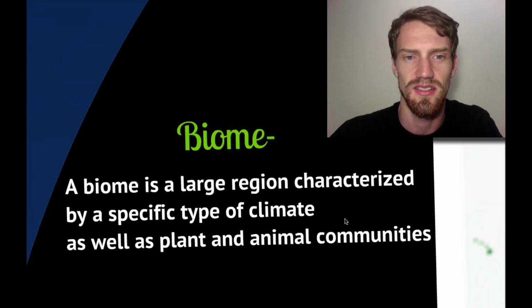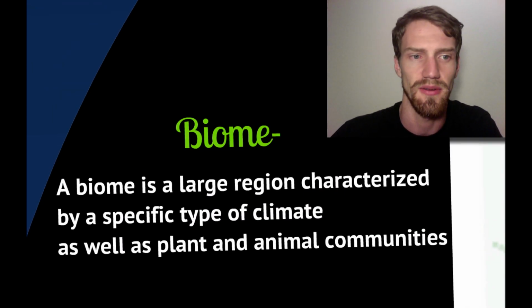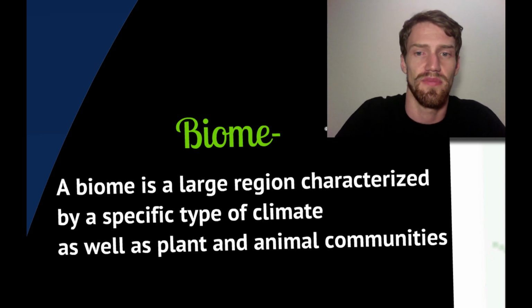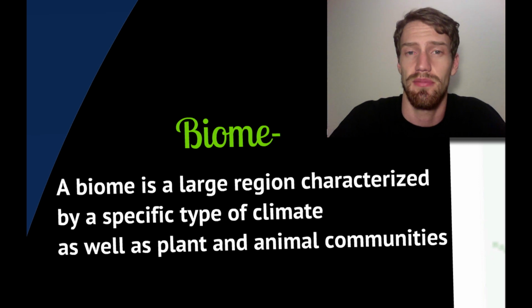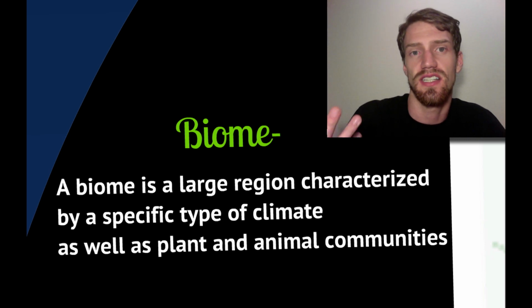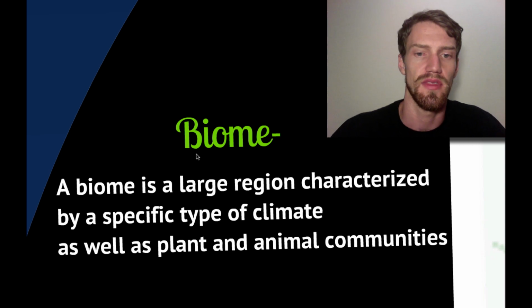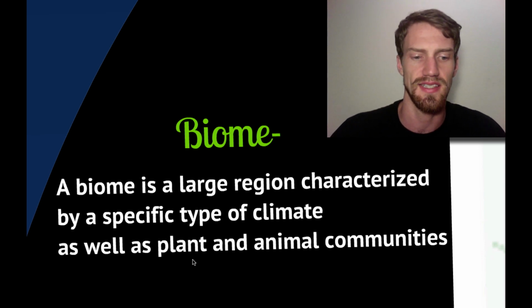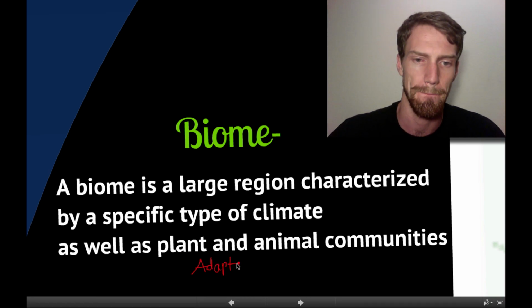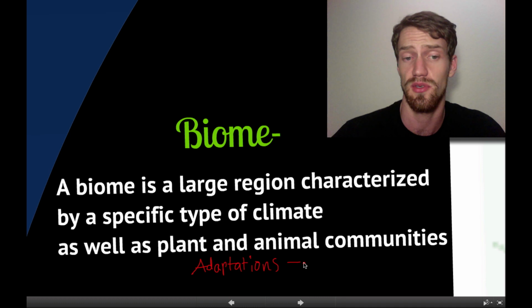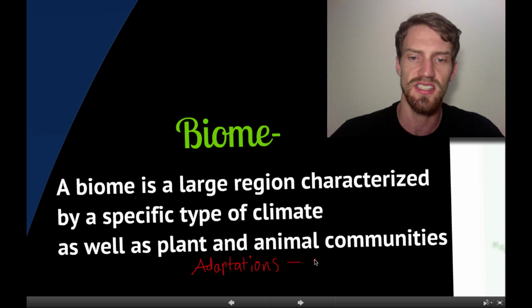Well, let's go ahead and get into a closer look at our biomes, which is really what this is about. Today, what I want to talk to you about is these large regions that are characterized by a specific type of climate, as well as plant and animal communities. So in each example of the biome, I want to talk about the climate that it has, as well as plant and animal communities. And when I get into the plant and animal communities, I really want to touch on these things called adaptations. Adaptations are essentially ways that animals or plants stay alive in their given climate. Now, these things could be behavioral.